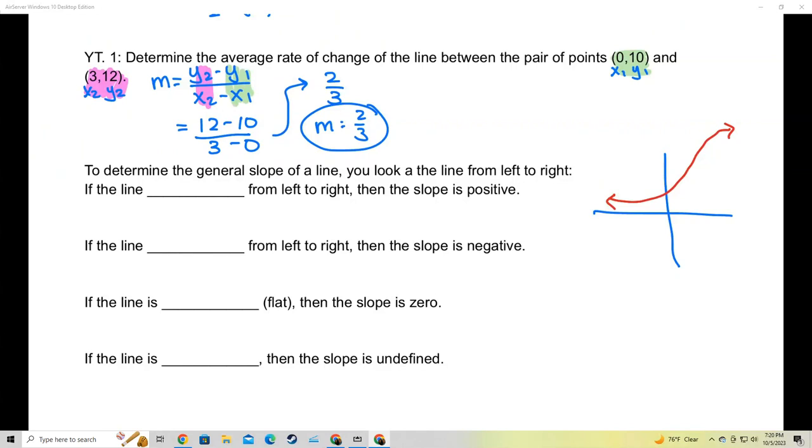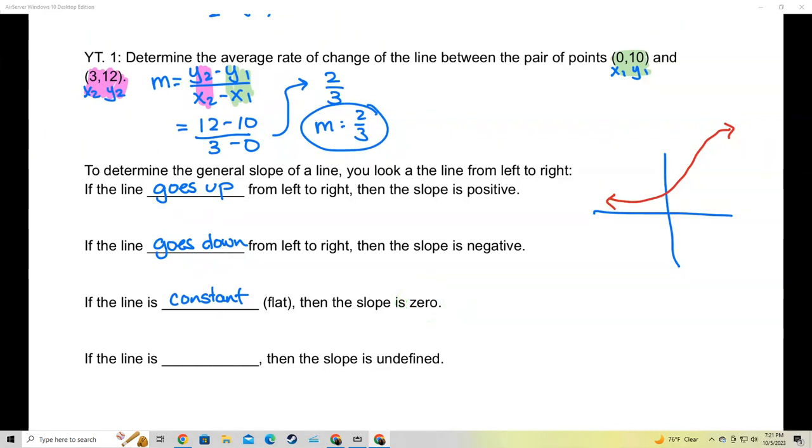Now that I have that, let's go ahead and read the directions. It says, if the line goes up from left to right, then the slope is going to be positive, okay? Well, if it goes up from left to right and the slope is positive, what's going to make the slope negative? That's going to be if the line goes down from left to right. If the line is constant, or in other words, flat, we're going to say that the slope is 0.